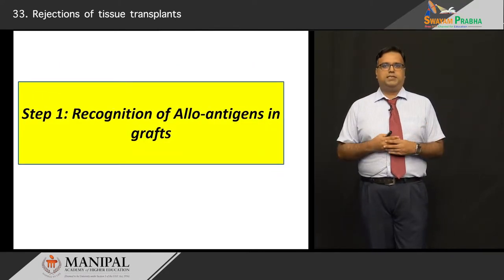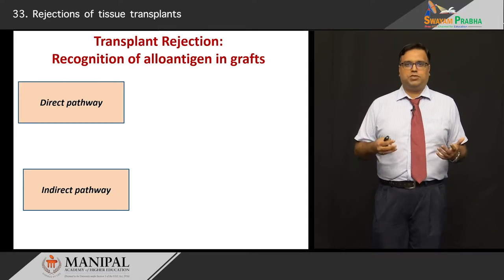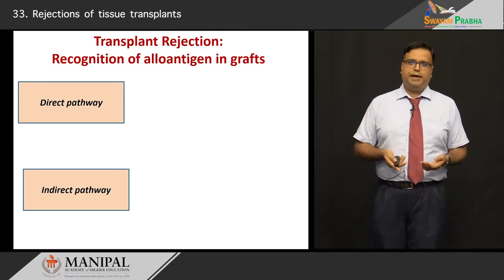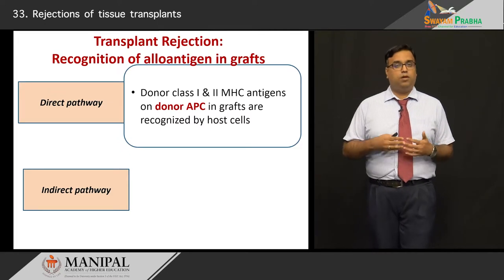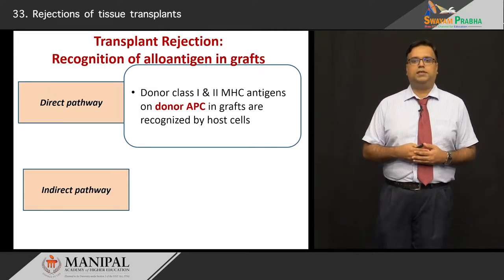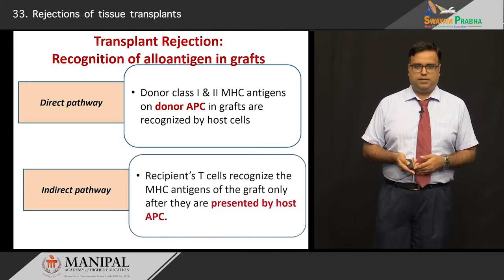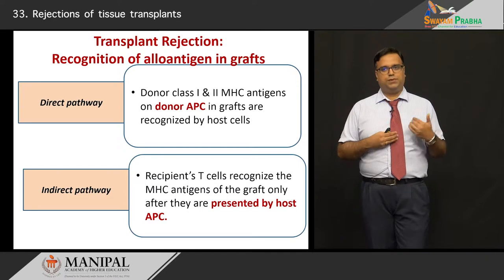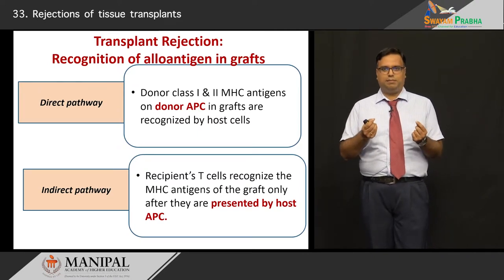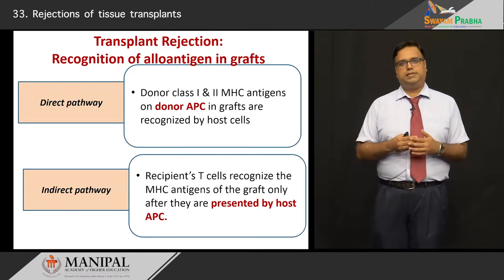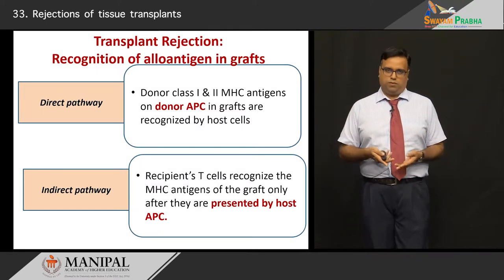Let's study step 1 in a little more detail, recognition of alloantigens on the grafts. Now, there are two pathways which are postulated by which this happens. It can be a combination of both. By and large, it's the direct pathway. By direct, they infer that the donor class 1 and class 2 MHC antigens on the donor antigen presenting cells, or APCs as we have called it here, are recognized first by the host cells. So, the host cells will encounter the molecules on the graft cells. The indirect pathway is the recipient's T cells will recognize the MHC antigens of the graft only after they are processed and presented by the host cell. So, it's a technicality basically how the antigens on the donor cells are presented to the recipient. That decides whether it's direct or indirect, but like I said, you can have a combination of both.